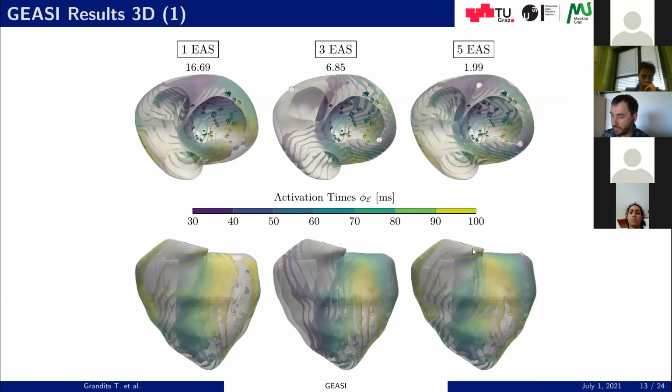For the 3D experiment, of course, we don't know how many earliest activation sites there are, and we also don't know the fiber direction. So the fiber direction was actually mapped using a rule-based approach. And then we just optimized with several different numbers of earliest activation sites. You can see the mean squared error in milliseconds between the measured times and what we compute. And you can, of course, see as you increase the number of earliest activation sites, you also get a lower error.